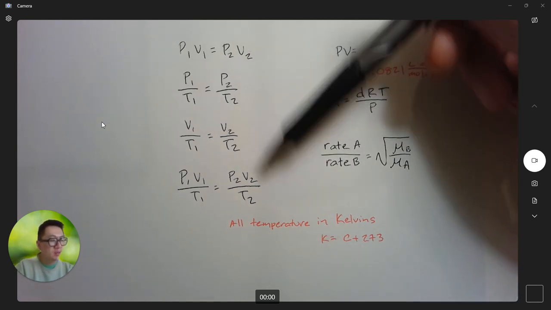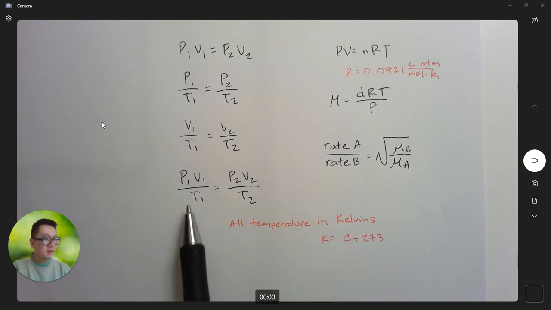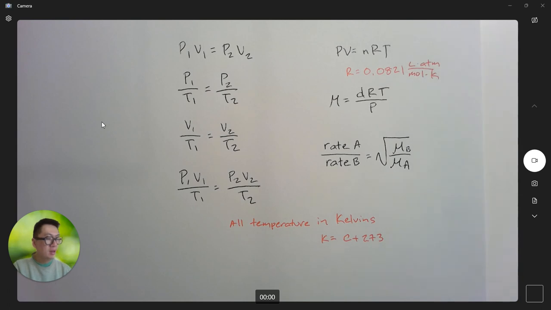So all the equations like these will be given to you on the test. The gas law constant R will also be given to you, which is 0.0821 liters atmospheres per mole Kelvin. So this is all given to you, and you just need to know how to use it. Also, one thing I want to point out: all the T's in every equation on here must be in kelvins.